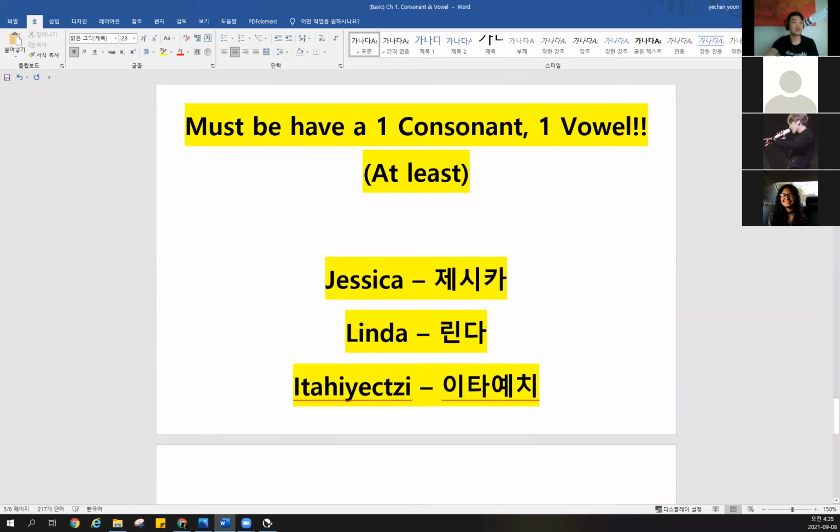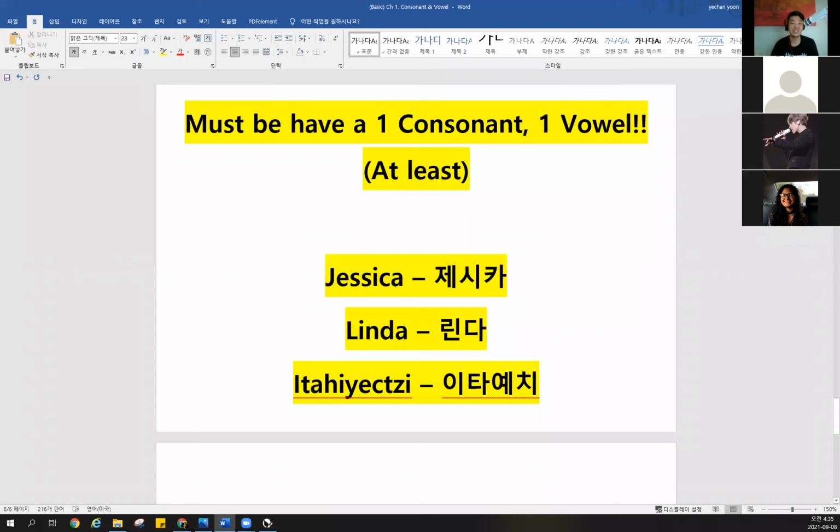Can you pronounce with the Korean accent, please? Itayechi. Correct. All right. Really nice. Thank you for trying. Okay. So please memorize your Korean name. All right. Let's go to the next person.